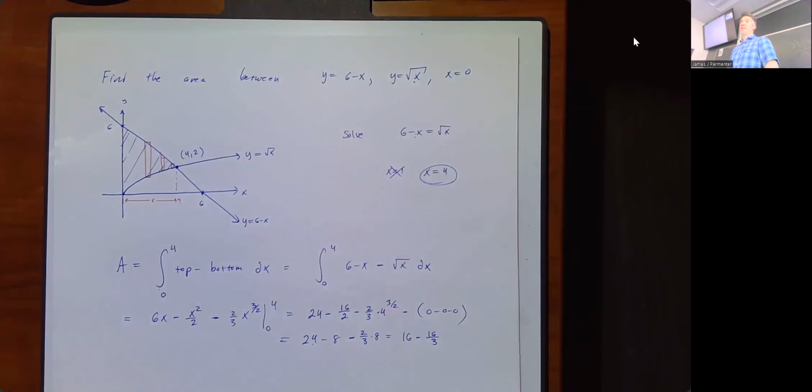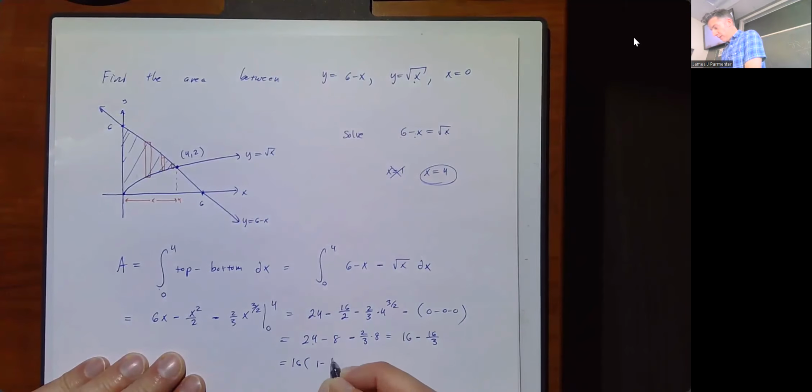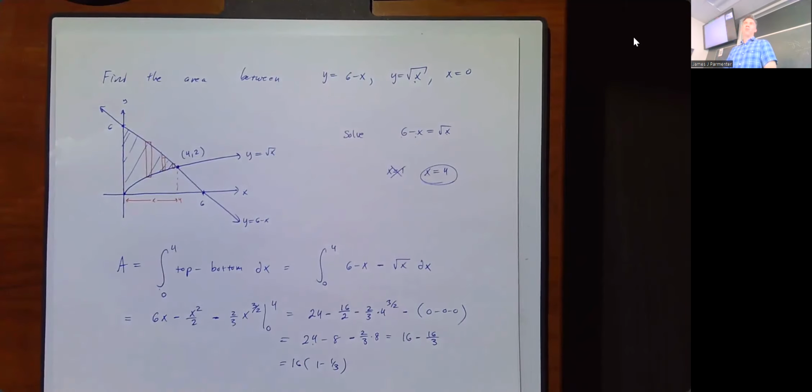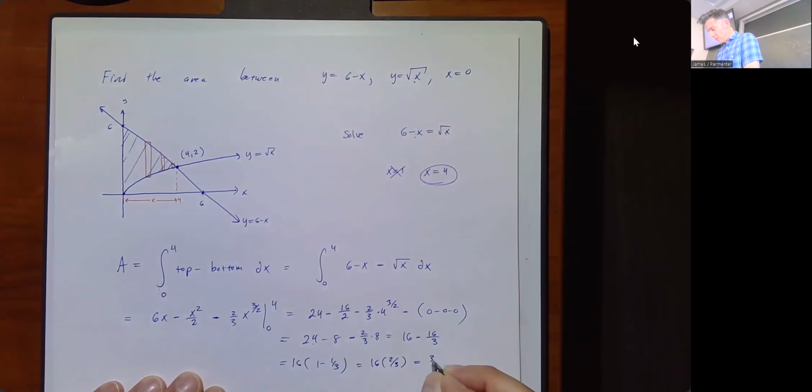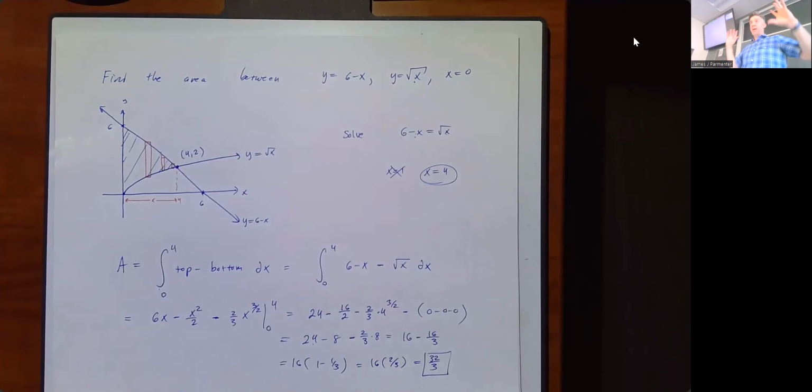I'm going to factor out a 16 because I can. Say this is 16 times 1 minus 1/3. I'm way better at 1 minus 1/3 than 16 minus 16/3. 1 minus 1/3 is 2/3. And 16 times 2/3 is 32/3. So if you happen to see things like that where you can factor out a numerator and make your fractions less big to subtract from each other, I like to do that. I think it makes it easier personally.